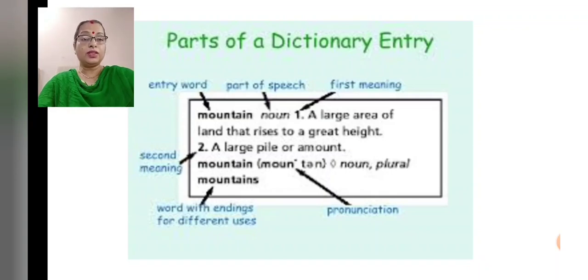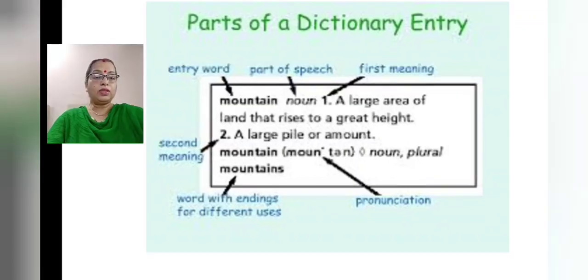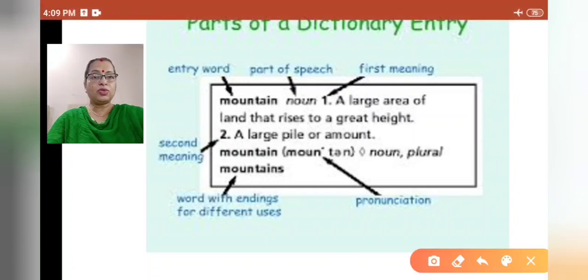So this word has 2 meanings. What is the second meaning? You can see that number 2 is given: a large pile or amount. Next you have the pronunciation also given. The word mountain, see what pronunciation is given? M-O-U-N, which here you will find is stressed. Can you see the stress symbol?